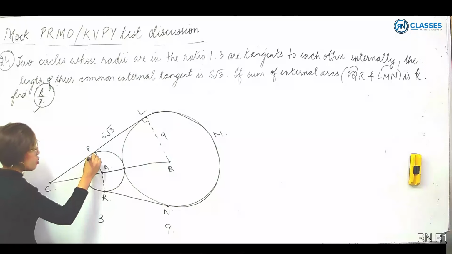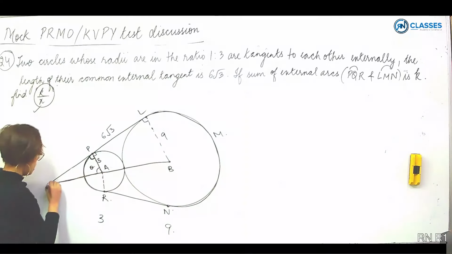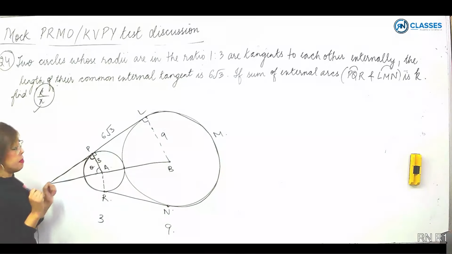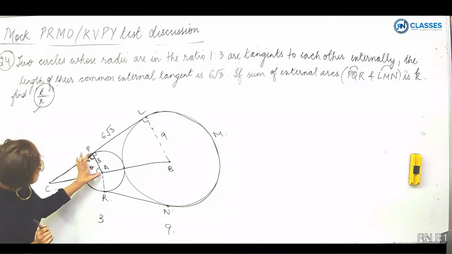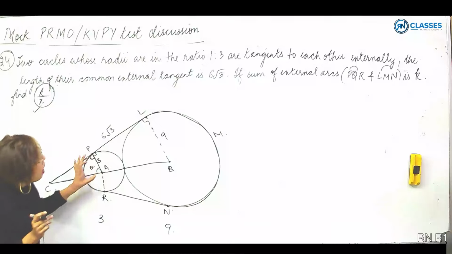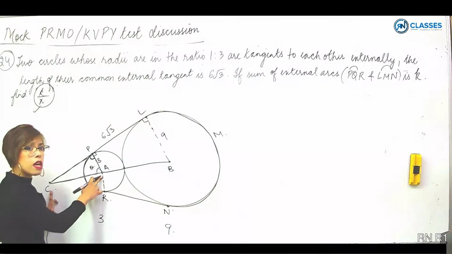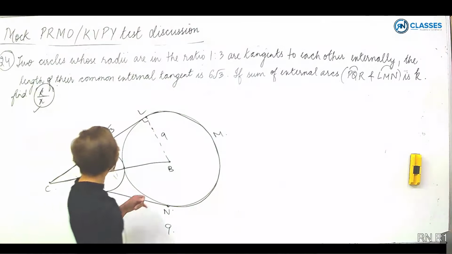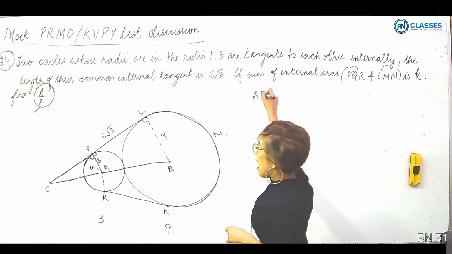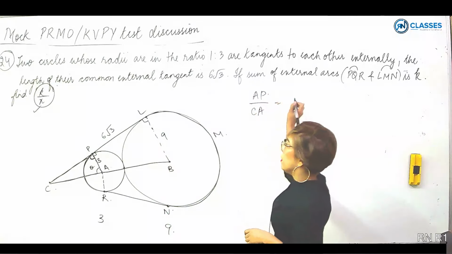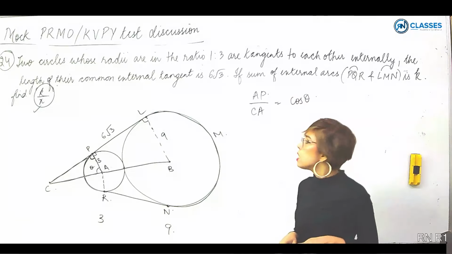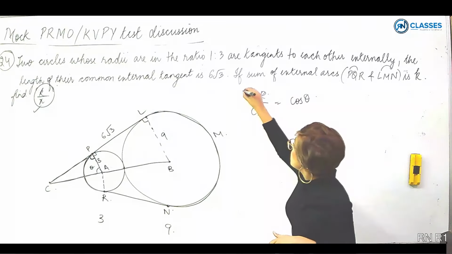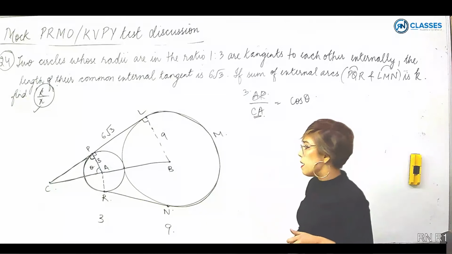So maybe in this triangle PAC, I can apply trigonometry because 90 degrees is there. Right? And I need to find this angle. I already know this length, this is 3. Somehow, if I can find this length PA, maybe I can find theta. Why? Because AP and CA, this ratio is nothing but cos of theta. So this I know is 3. That means all I need to do is find the value of CA.